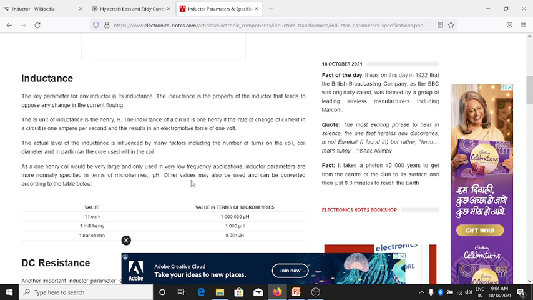The actual level of the inductance is influenced by many factors, including the number of turns in the coil, the diameter, and in particular the core used within the coil.